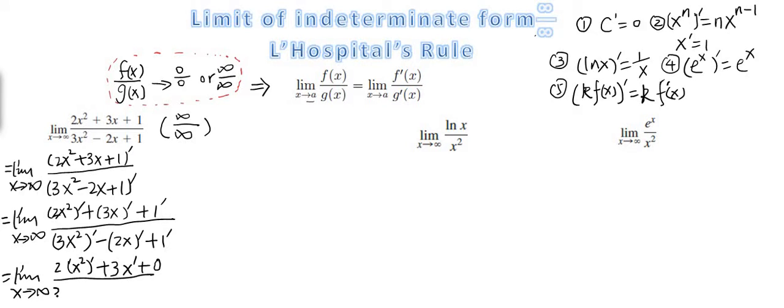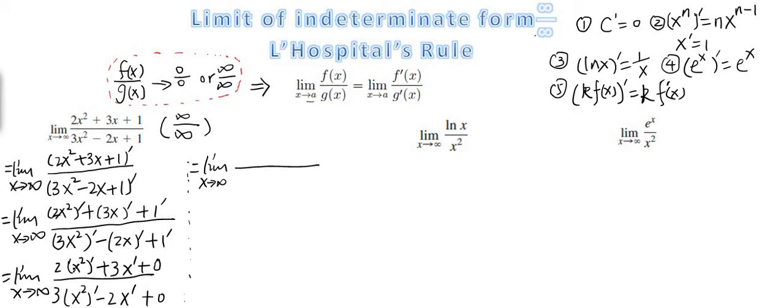And similarly, we have x squared, and for the denominator 2x, we have 2 times the derivative of x plus 0. And now we can take x approaches infinity.